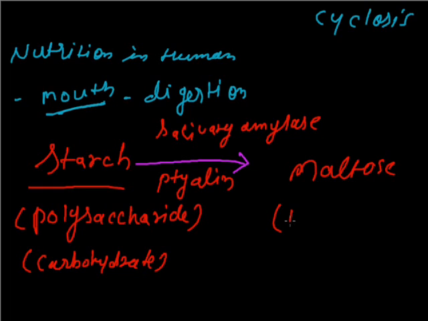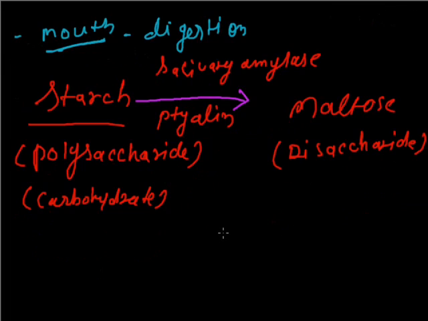This maltose is a kind of disaccharide. So we can simply say that this polysaccharide is first converted into this disaccharide, and this is the first step of digestion. Later on this food will move to the food pipe, and then it will move to the stomach. So now we will discuss digestion in the stomach.